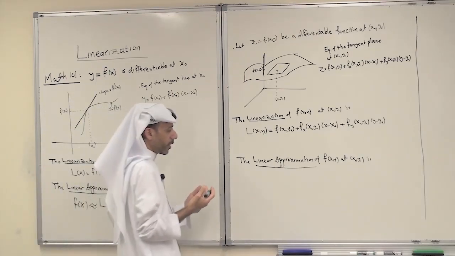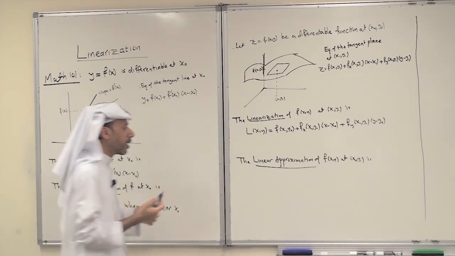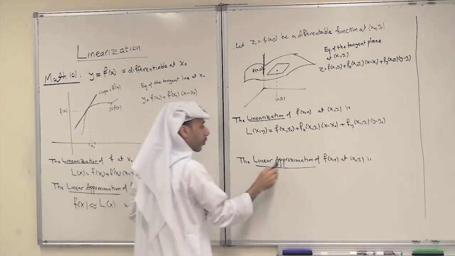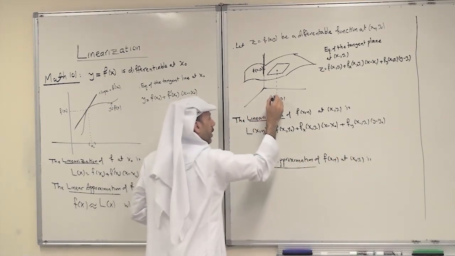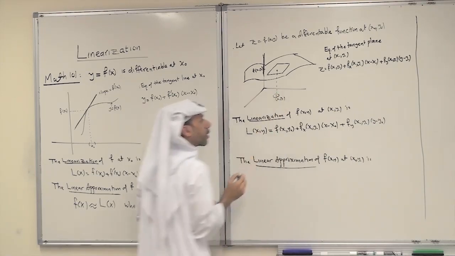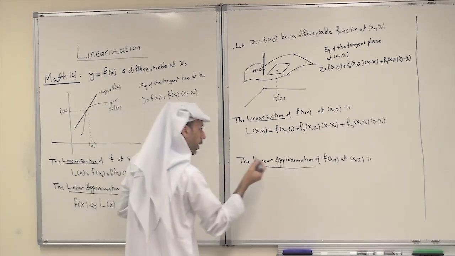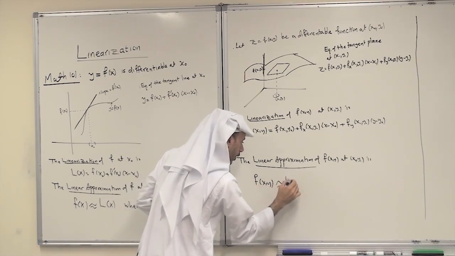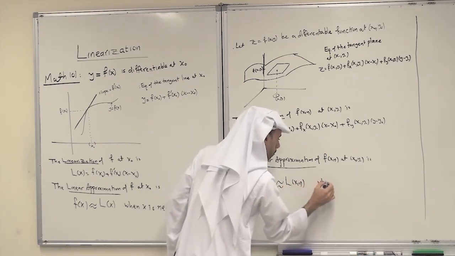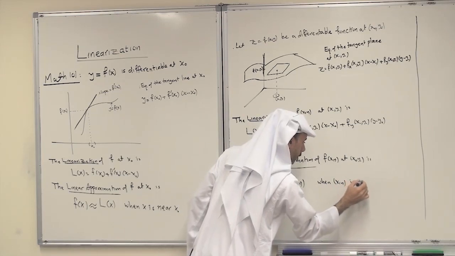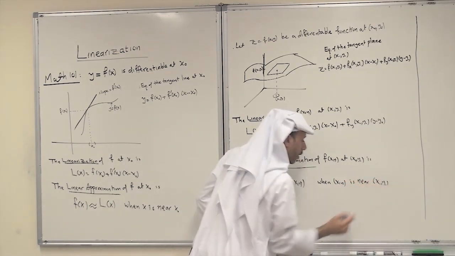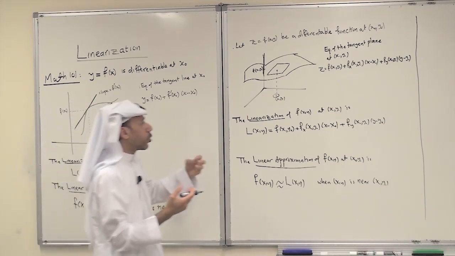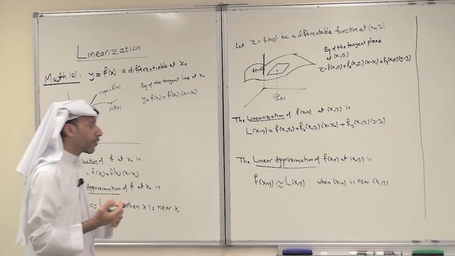In a similar manner to functions of one variable, we use the linearization as an approximation to the surface, or to the function. So the linear approximation of f around x0, y0, in a small neighborhood about x0, y0, is the following: f of x, y is approximated by L of x, y when x, y is near the point x0, y0. And when we say near, it is very close to or around the point x0, y0. So this is the definition of linearization and the linear approximation for a function of two variables.